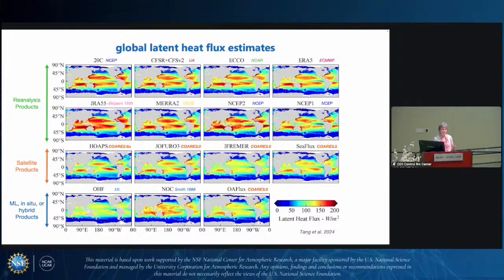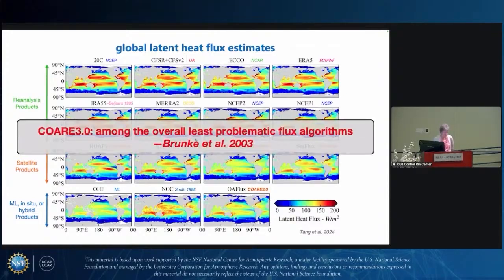This has been done before, but I want to show you a couple of additions that we've done. One of the motivations for this comes from a paper by Brunke et al. in 2003 that showed that the CORE 3.0 algorithm is among the least, or the overall least problematic, that's their phrase, bulk flux algorithm. So despite the biases you may have in your wind speeds, for example, the idea is you should at least be computing the fluxes to the best of your ability.